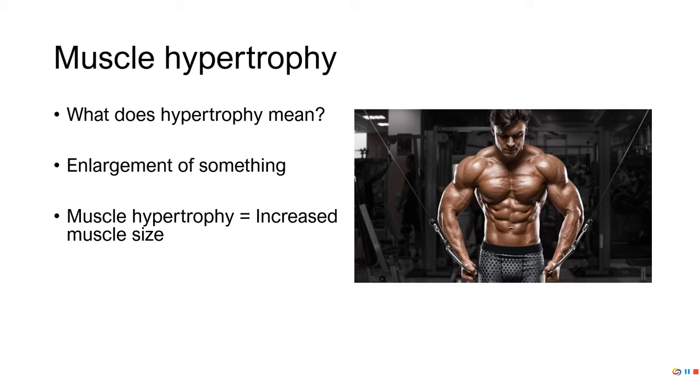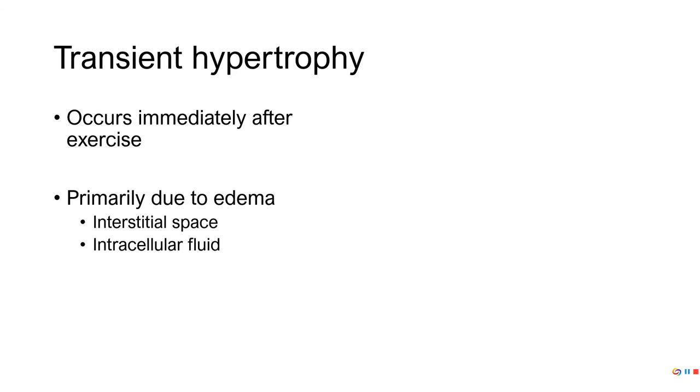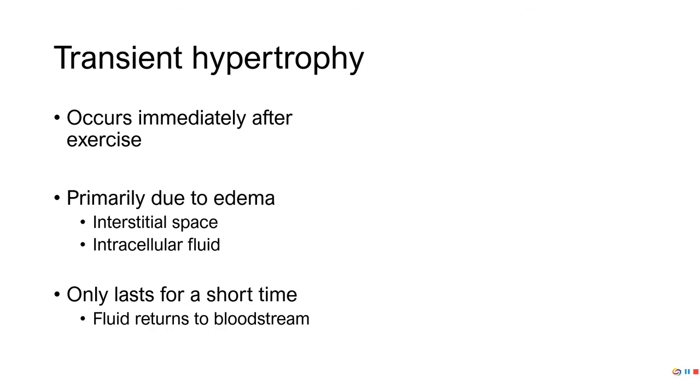Now, with muscle hypertrophy, there are 2 types: transient and chronic. The word transient means something that kind of comes and goes. So transient hypertrophy is hypertrophy that you'll have and then you won't. This is what occurs right after exercise, and it's sometimes referred to as the pump that you get. What's causing this is that fluid is moving. It's leaving the bloodstream, going into the interstitial space and going inside of the cells. This will only last for a short term because that fluid will eventually go back to the bloodstream, and then you lose that enlargement.